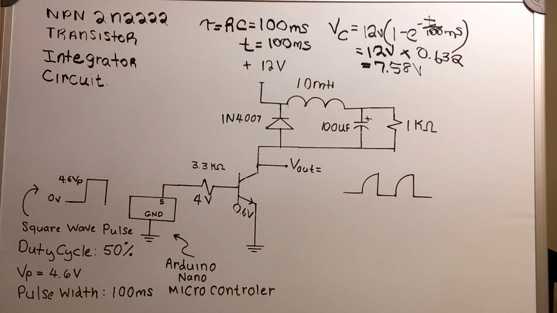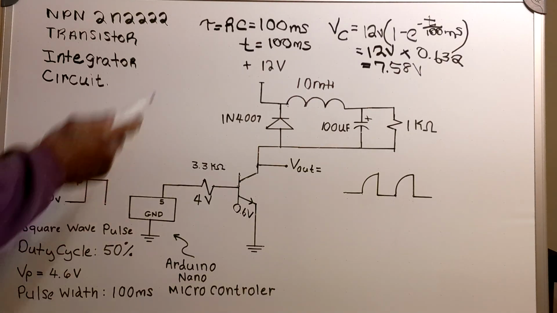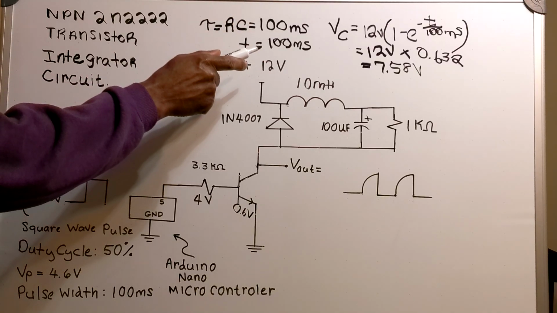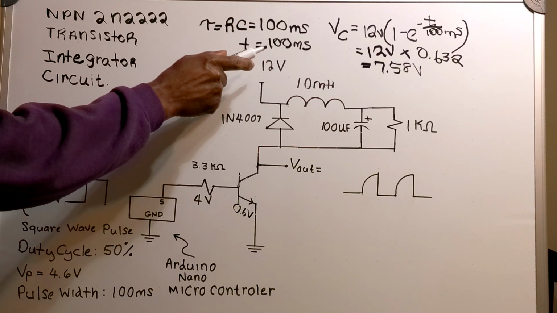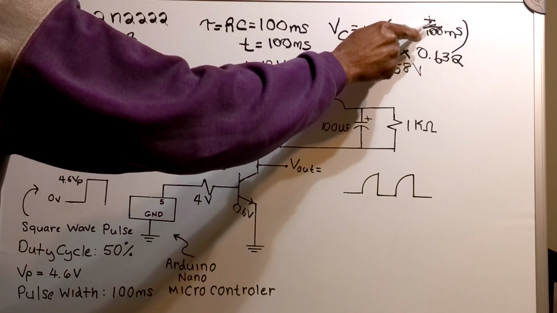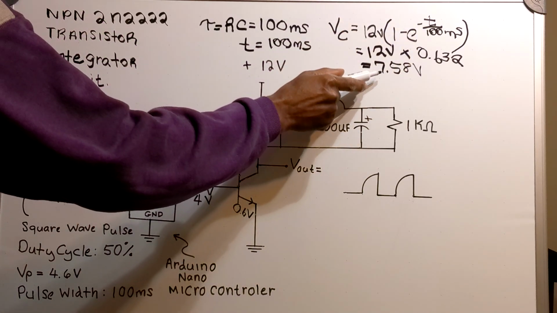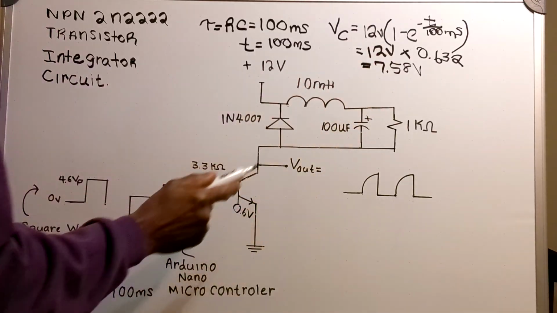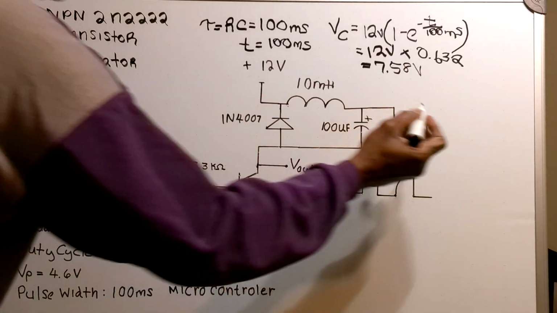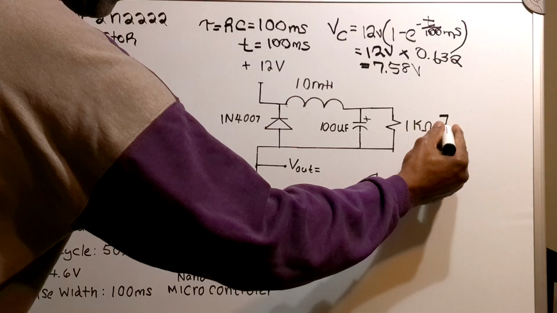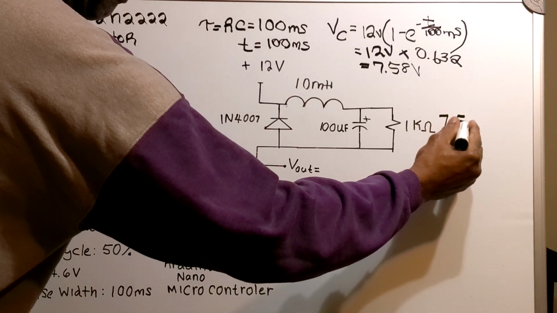Okay, so I'm going to be using 100 milliseconds as my T, and my output voltage will be 7.58 volts. Now, initially, that voltage will be right here across my 1 kilo.